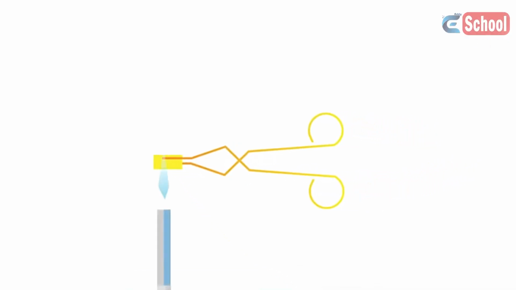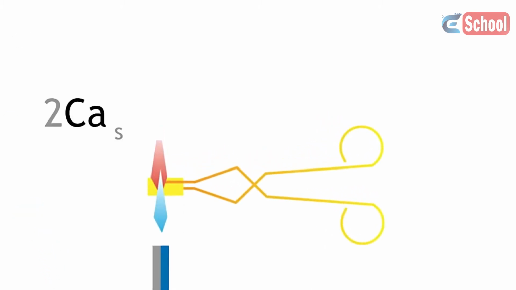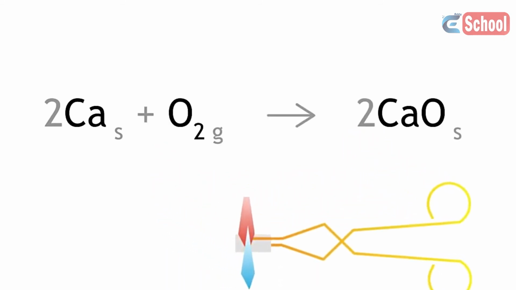Using a pair of tweezers, take out a chunk and cut a small piece using a scalpel. Remove excess oil using paper towels. Using tongs, place in a roaring Bunsen burner flame. You will observe that it burns with a red flame. Calcium reacts with oxygen to produce calcium oxide, which is a white solid.